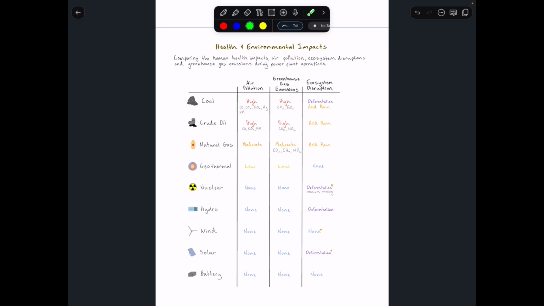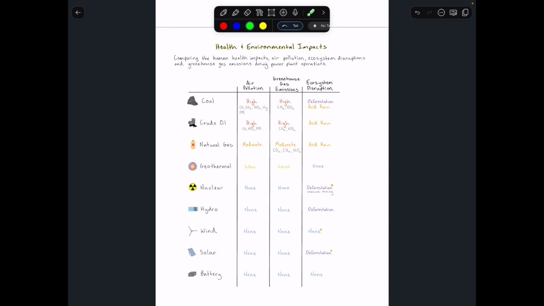And geothermal power plants have minimal to no ecosystem disruption in their area, or in the area that they're built out. And then for nuclear power plants, during their operations, they don't emit any air pollutants and they don't emit any greenhouse gas emissions. But there is deforestation that does result from uranium mining.